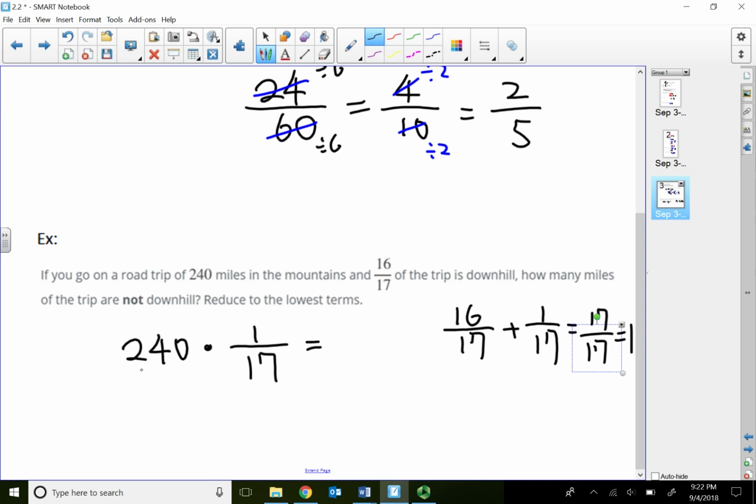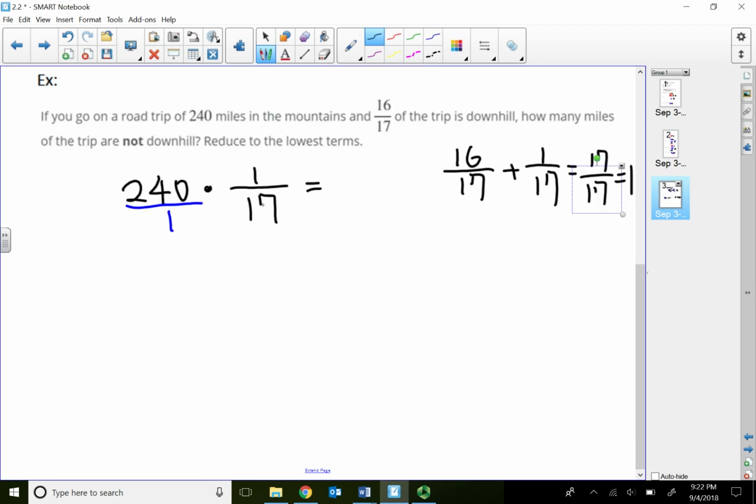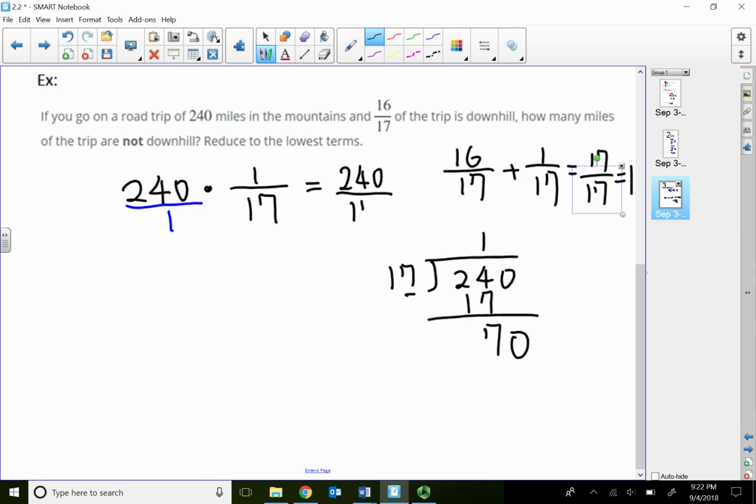So I'm going to treat the 240 whole number times a fraction that's as over 1. We just got to try it. Okay, 17 going to 240 because 17 is a prime number. So this prime number need to reduce with that 240. Let's take a look. 17 going to 24 one time. If I subtract, I actually end up with 7. Bring down the 0. So 17, let's see, 7 times what number ends with a 0? That got to be 10. So 17 and 240 cannot be reduced. So my answer would just be 240 over 17. That will be how many miles that are not down the hill.